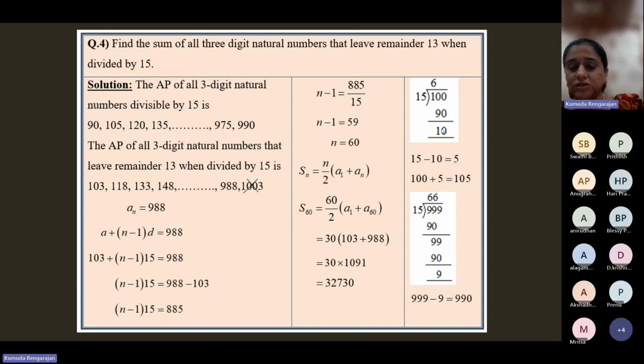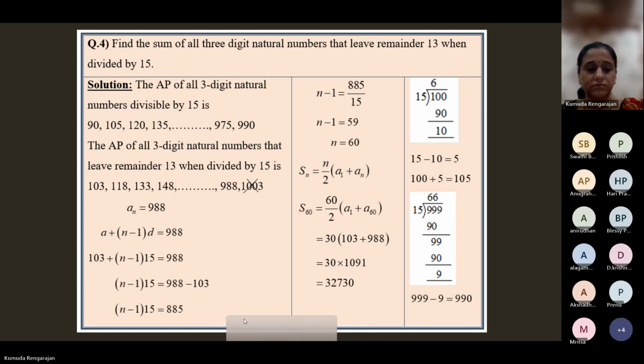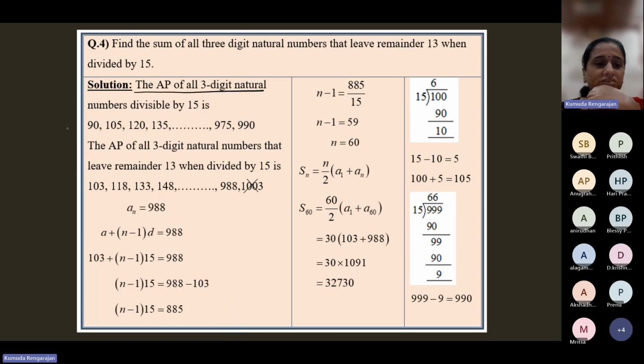Yeah, see, I've shown the division also here for you. I'll just take you through the slide. So see here, first I've generated the AP of all 3-digit numbers divisible by 15 using this division process.